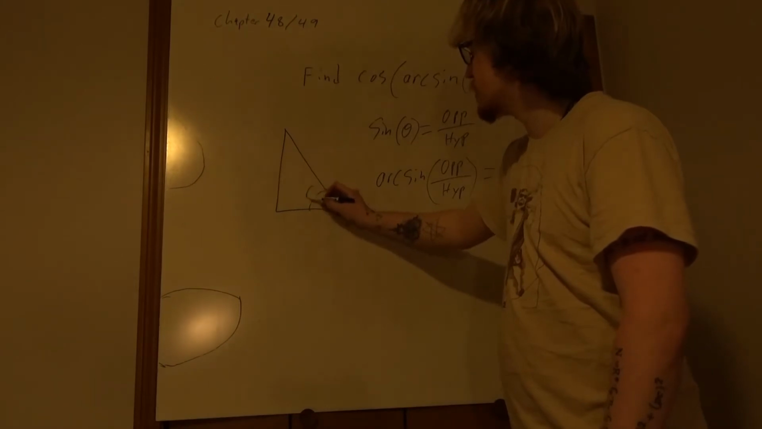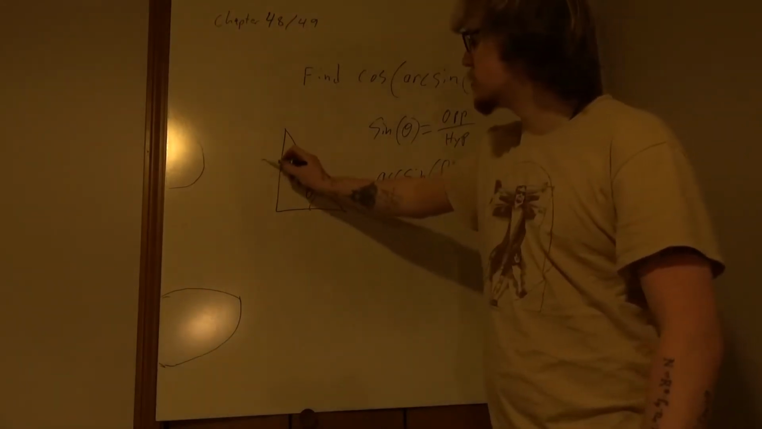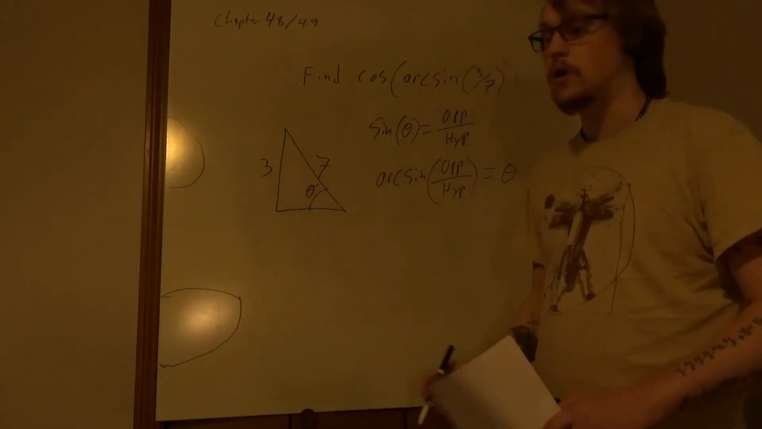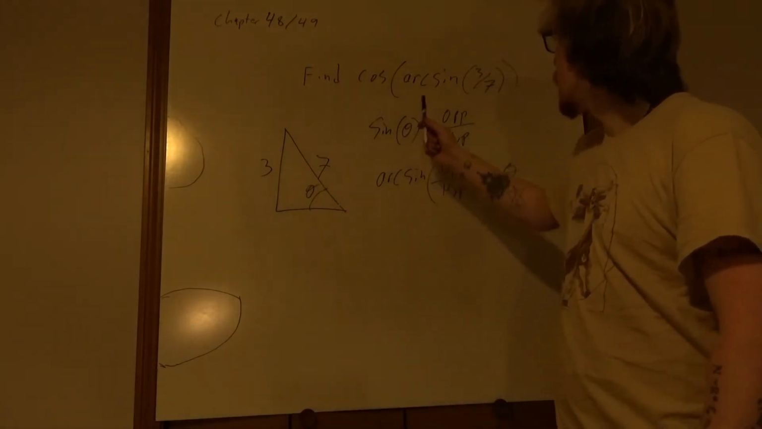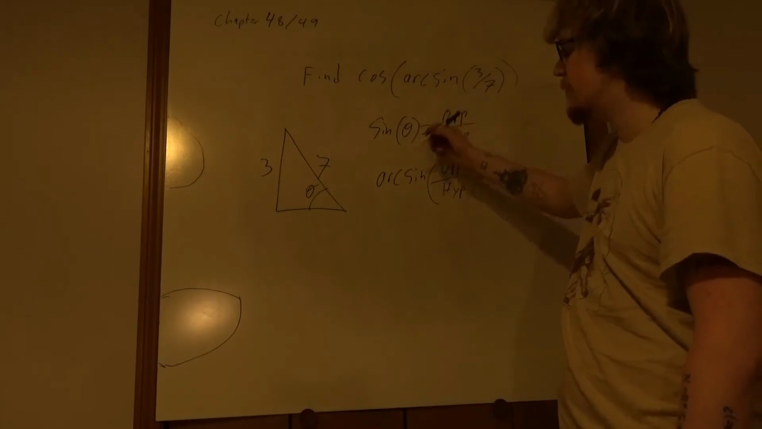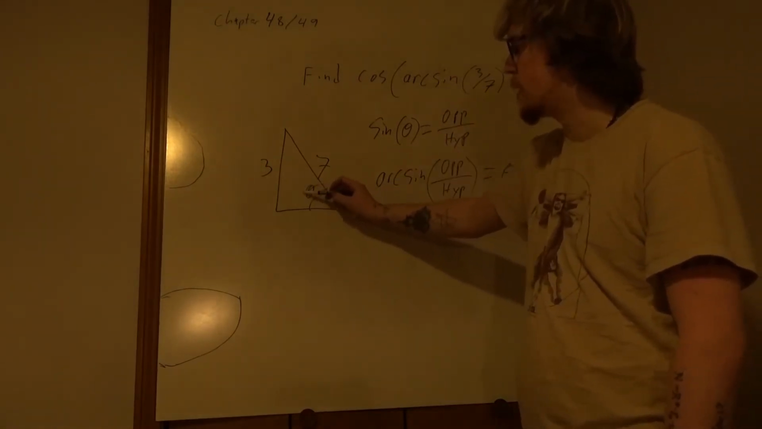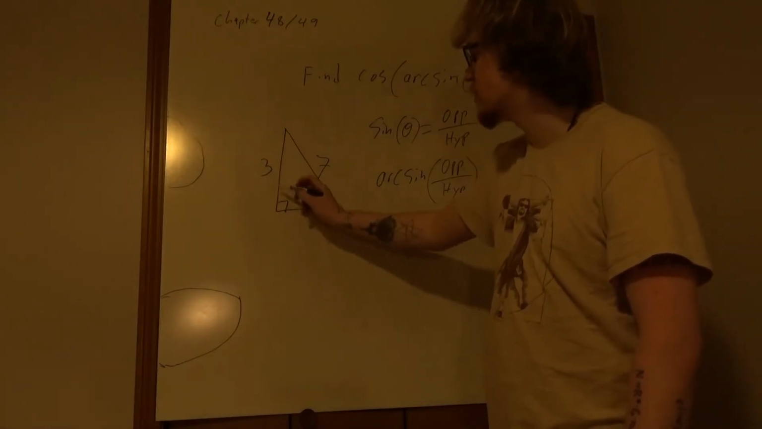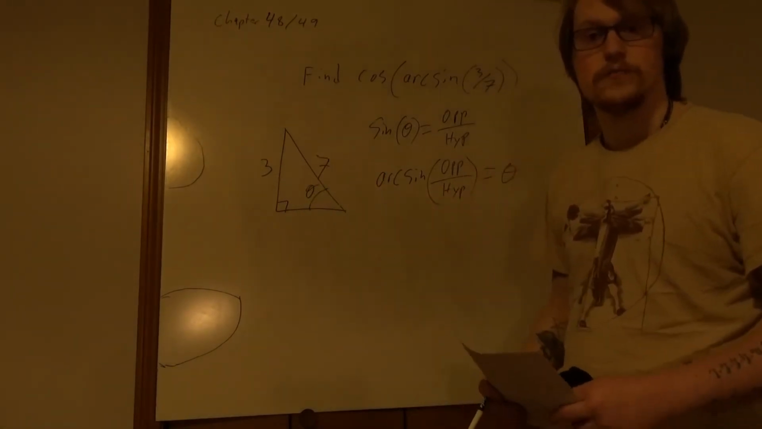Now, if this is our theta, then the opposite side is going to be 3 here, and the hypotenuse is going to be 7 here. And so, when we say the arc sine of 3 over 7, effectively what we are asking for is what is the angle that this triangle will have if it has side length 3 and hypotenuse 7 in this arrangement.